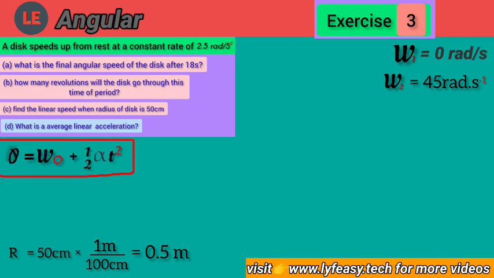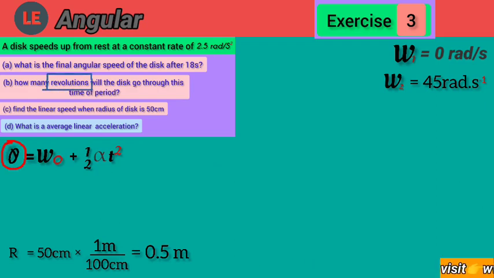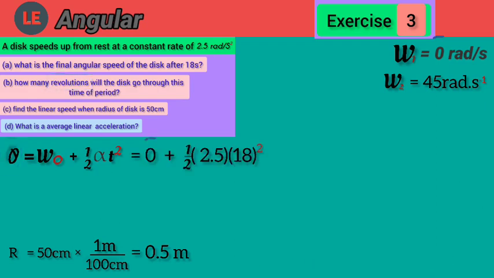We will use this equation, where we calculate the angular displacement and convert it from radians to revolutions. Angular displacement equals 0 plus half times 2.5 times 18 squared. Remember, that 0 is because the initial angular velocity is 0. We get an angular displacement of 405 radians.